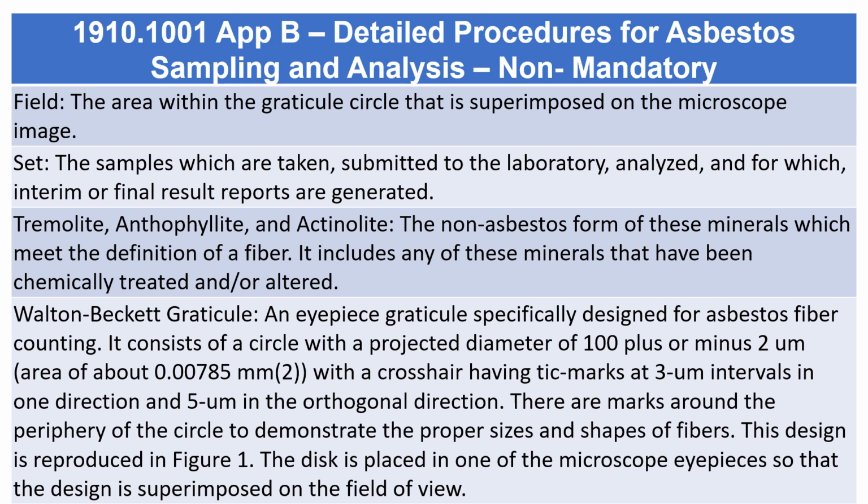Walton-Beckett graticule, an eyepiece graticule specifically designed for asbestos fiber counting. It consists of a circle with a projected diameter of 100 µm plus or minus 2 µm, area of about 0.00785 mm2, with a crosshair having tick marks at 3 µm intervals in one direction and 5 µm in the orthogonal direction. There are marks around the periphery of the circle to demonstrate the proper sizes and shapes of fibers. This design is reproduced in Figure 1. The disc is placed in one of the microscope eyepieces so that the design is superimposed on the field of view.